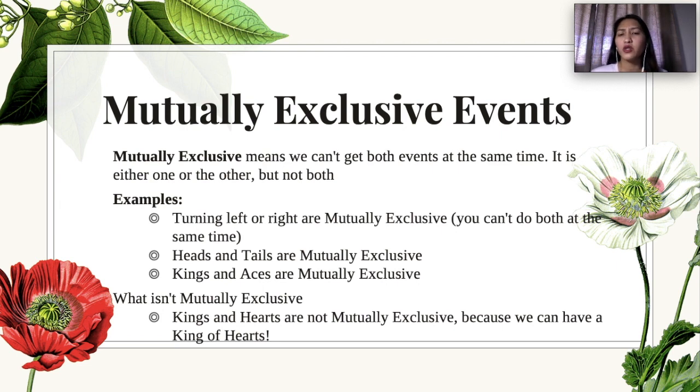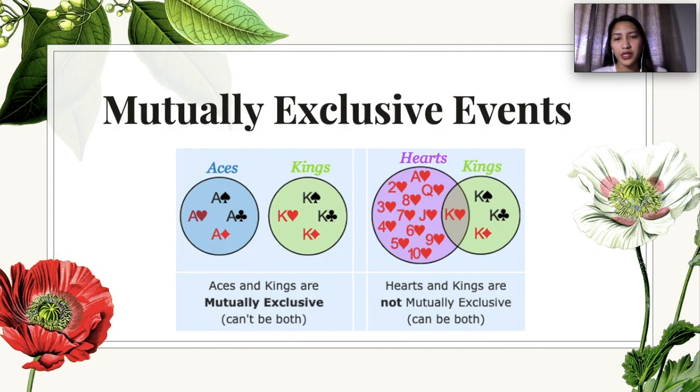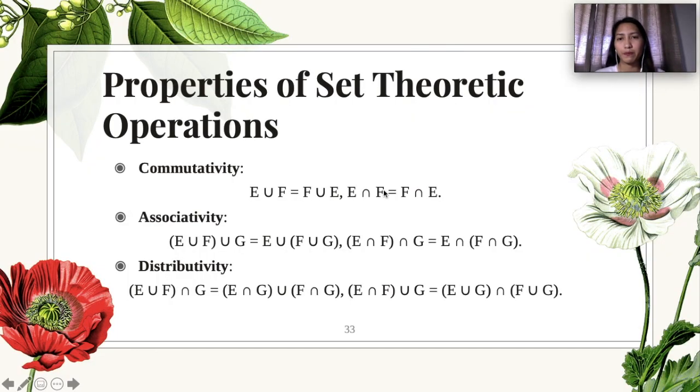So ano ba yung hindi mutually exclusive? Kings and hearts, hindi ito mutually exclusive. Bakit? Kasi pwede kang magkaroon ng kings at hearts sa pamamagitan ng pagkuha ng king of hearts. So, here is an example. Aces and kings are two different things. Hearts and kings can be both. So, ito ay mutually exclusive, itong event na ito. Ito namang isa ay hindi mutually exclusive.